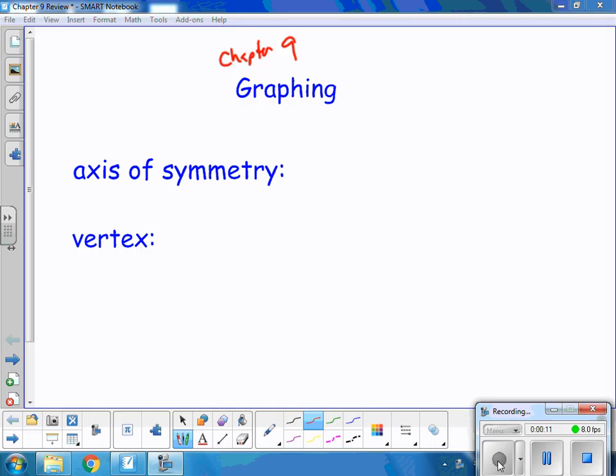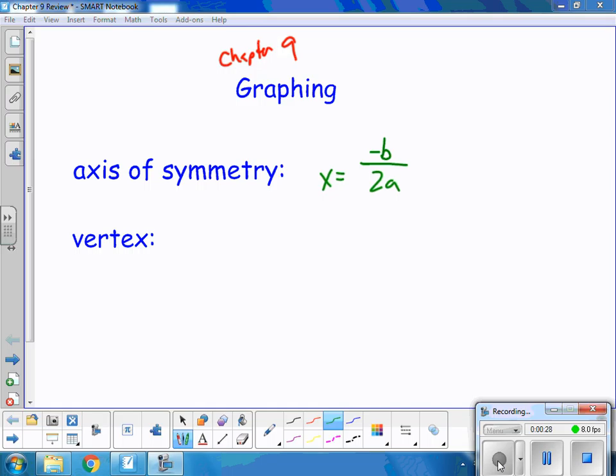So our axis of symmetry, that's the reflection line that our parabola matches on. Remember our formula is x equals negative b, or the opposite of b, over 2a. That's the formula we use to find our axis of symmetry.